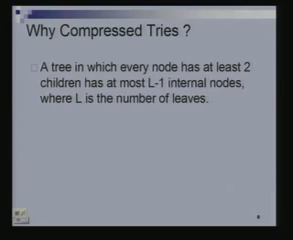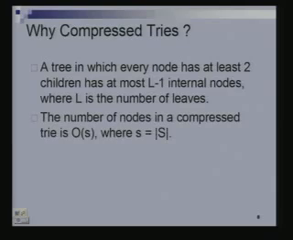Number of words. This says that the number of internal nodes is going to be the number of words minus 1 at most. So, the number of nodes in a compressed trie is order of S, where S is the size, is the number of words. Capital S was the set of strings, so S is the size of this number of words. So, this is the number of nodes in a compressed trie.